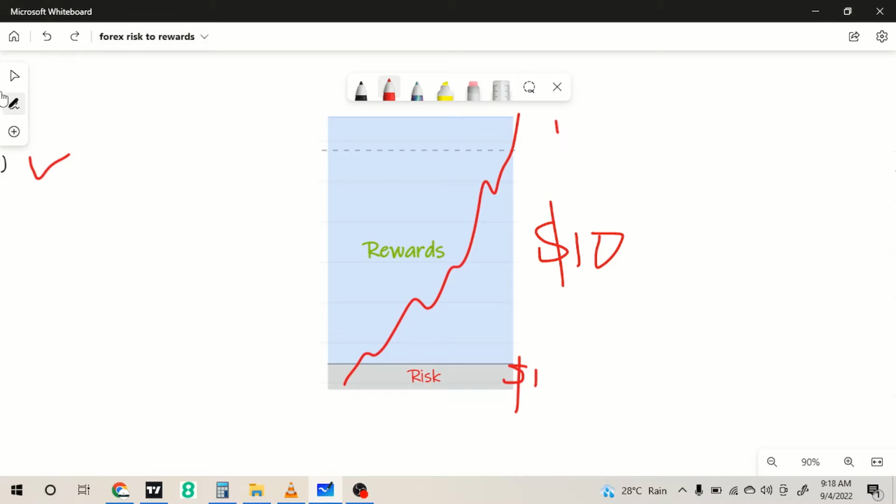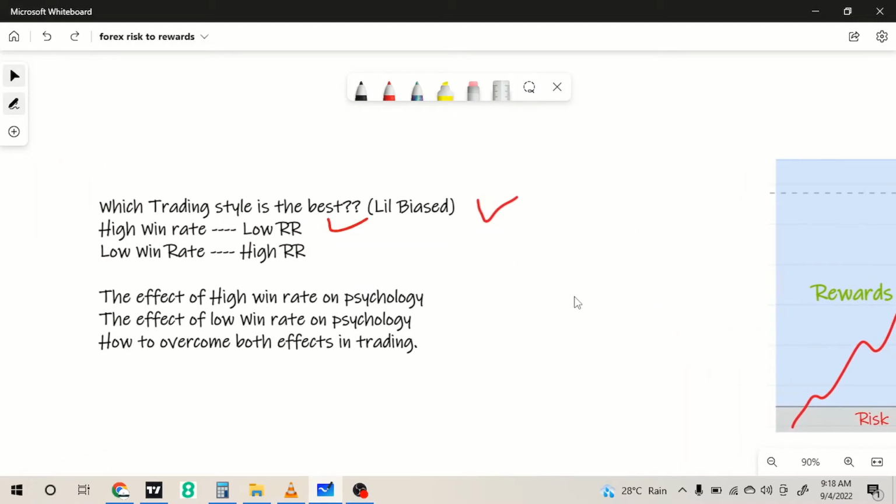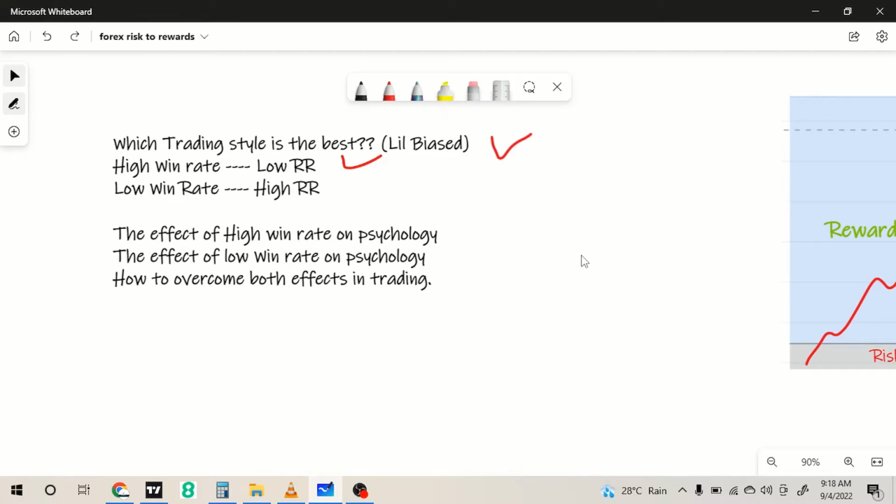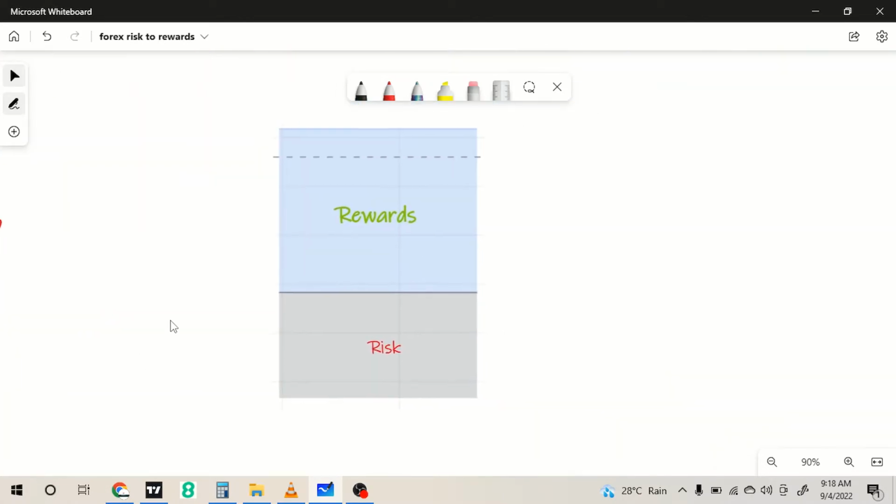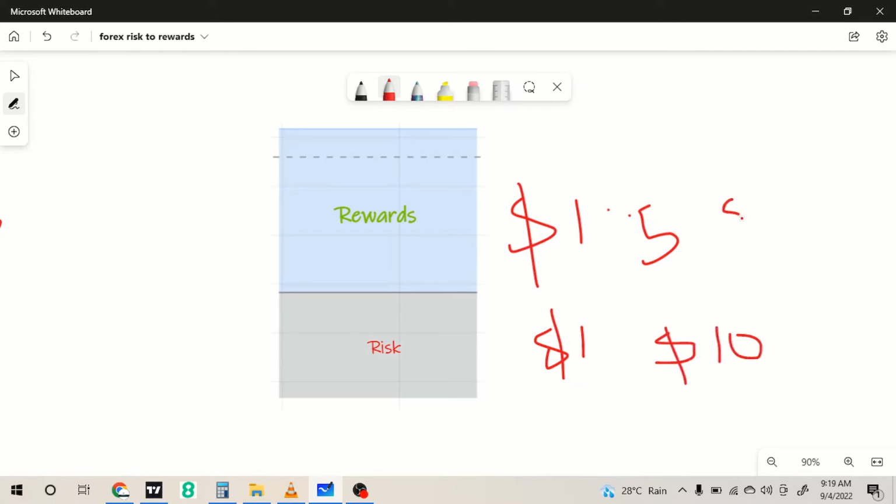Now the other case is when you are looking at high win rates and low risk to reward, and I believe I've got something marked out here. You can see in this case, if you're risking $1, you are making back $1.5. Okay, you're risking $1 to make $1.5. Same thing as risking $10 here to make $15. And some people even risk $1 to make $1. I mean, it's very weird, and I don't advise anyone to do that. But at the end of the day, do what you please.